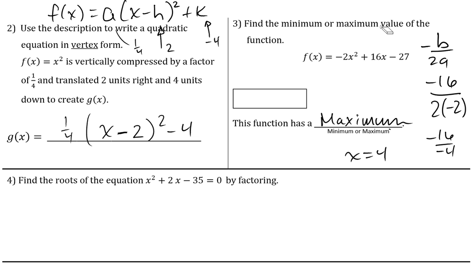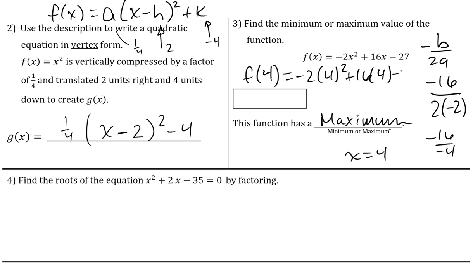The question now is, well, what is that value? When x is 4, what is that maximum value this function spits out? So in order to find that, I need to plug this into the function. So I need to evaluate f of 4, and that equals the opposite of 2 times 4 gets squared plus 16 times 4, and then minus 27.